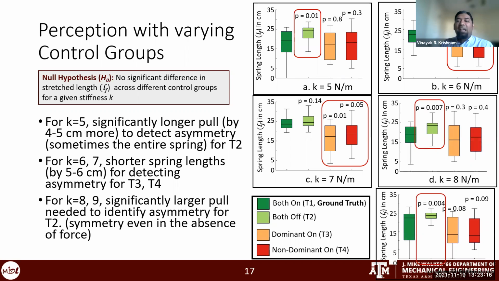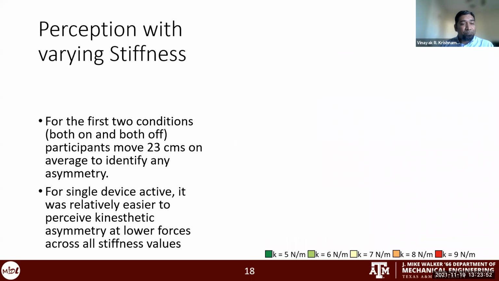When you go further higher in stiffness, that is again where you see something interesting happening. You will again see that there is a significant difference between the both-off case and the both-on case, right? And people again did a very large pull, which was needed to identify asymmetry. So even here, perceptually, they were unable to see whether the devices are on or off. Remember, the condition is still symmetric, right? Both the devices are off. So it's a different kind of fooling the user situation.